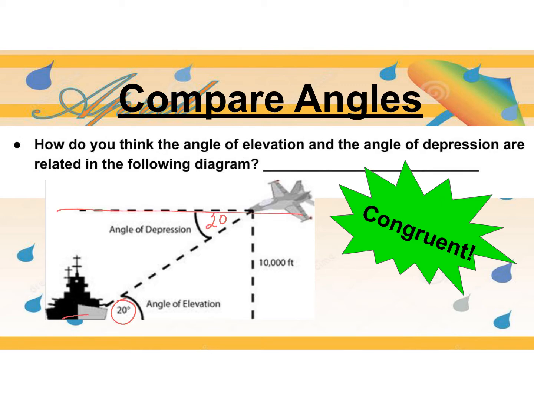Remember we have parallel lines cut by a transversal. Those are alternate interior angles, so they're going to be congruent. So when you're told you have the angle of depression, it doesn't really end up inside my triangle, so then I can transfer it over to the angle of elevation and move it down, so now it's inside my right triangle and we can apply our trig.